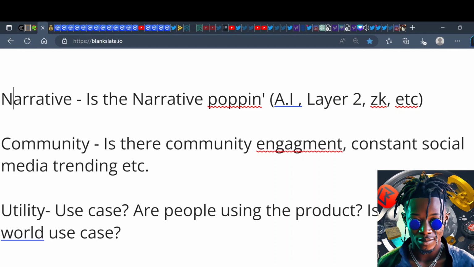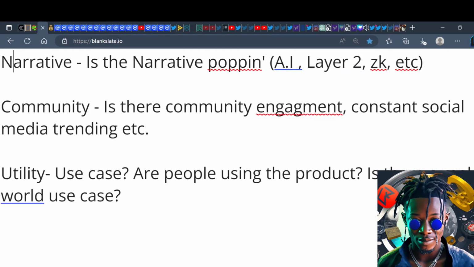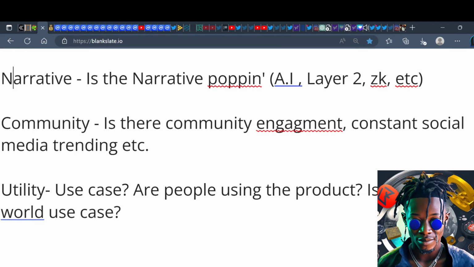Okay, just to go over it again: narrative. Is the narrative popping? We've seen that from AI. Community. Is there community engagement? Constant social media trending. Of course, utility and use case. I know a lot of people would argue that utility really doesn't matter, but then you've got people who feel like this next bull run will be the bull run of utility. So just keep that in mind, man.